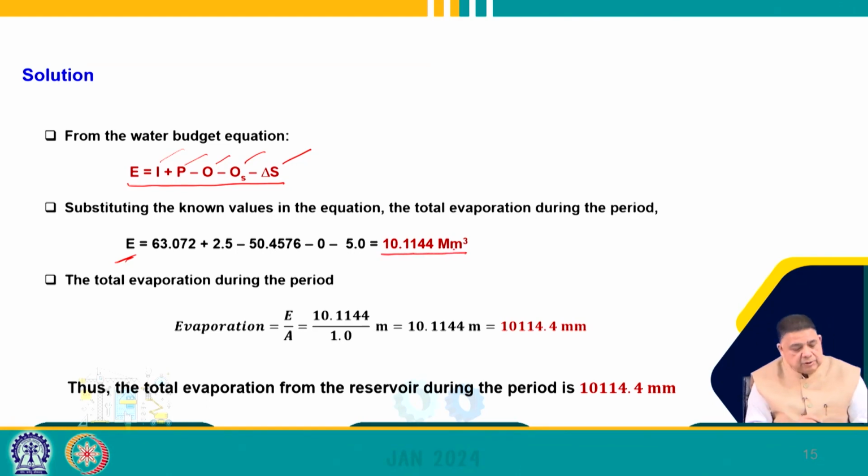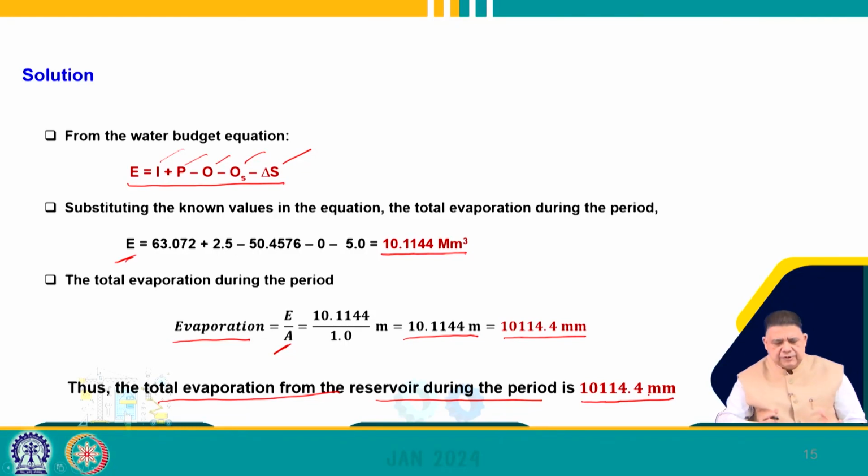10.1144 million cubic meter, that is the total volume, but we have been asked to answer in millimeters. So, that is why the total evaporation depth during the period. We have to divide the total evaporation volume by the area, and then we get a value of 10.1144 meters or 10,114.4 millimeters. So, the total evaporation from the reservoir during the 2 years period is 10,114.4 mm. That is the answer of this question. So, it is a very simple question based on the water balance equation.